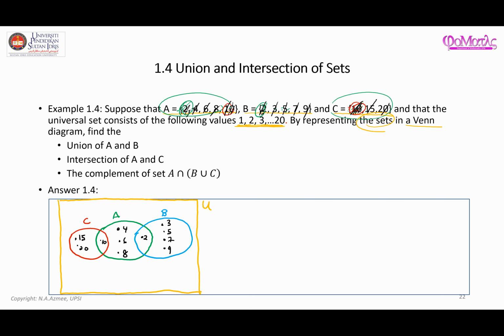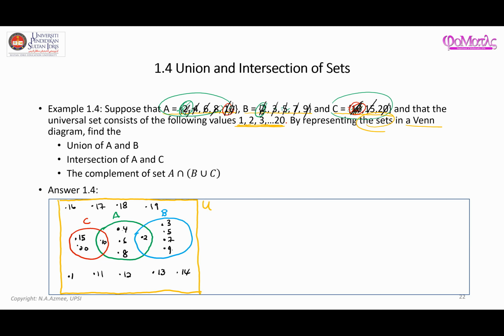Now other values that are not included in set A, B and C will be outside of those circles. So here we've got maybe this is 1, so 2 is here, 3, 4, 5, 6, 7, 8, 9, 10. Next we're going to have 11, and then 12, 13, 14, 15 is here. So now we move on to 16, 17, 18, 19, and 20 is over there. Alright, so now our Venn diagram is complete.